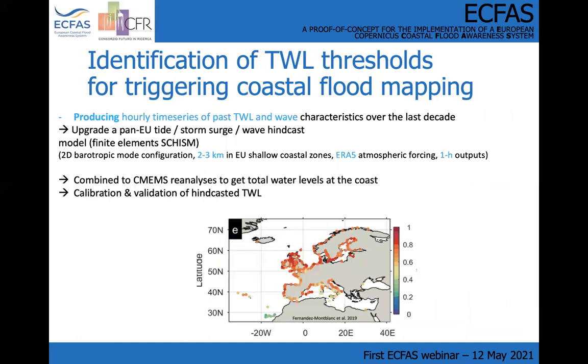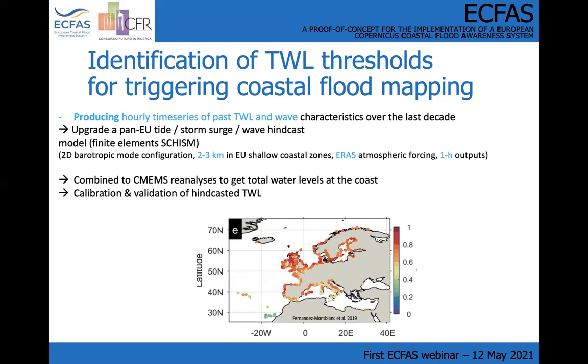So we detail a little bit more those actions here, with first the production of hourly time series of past total water level and wave characteristics over the last decade. To do that, we are upgrading a pan-European tide, storm surge, and wave hindcast model, which is based on the SCHISM model. It's a 2D barotropic mode configuration with a resolution reaching 2 to 3 kilometers in European shallow coastal zones, forced by the ERA5 atmospheric forcing, and providing hourly outputs.